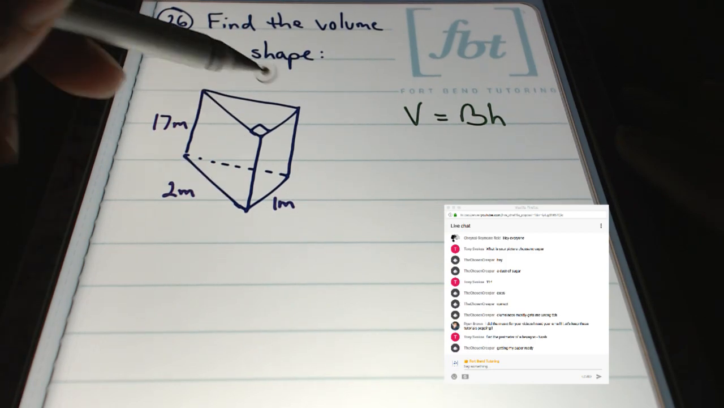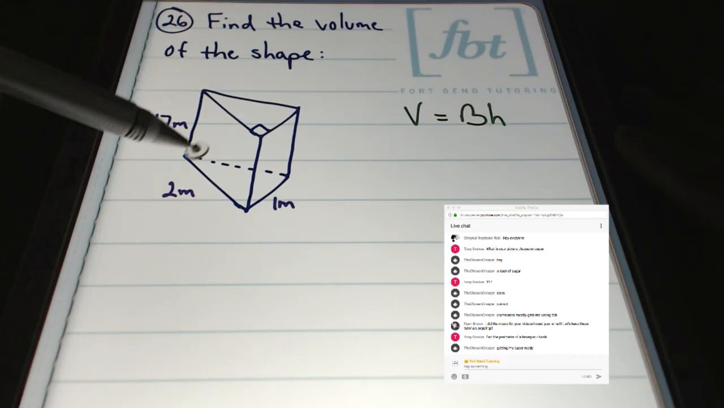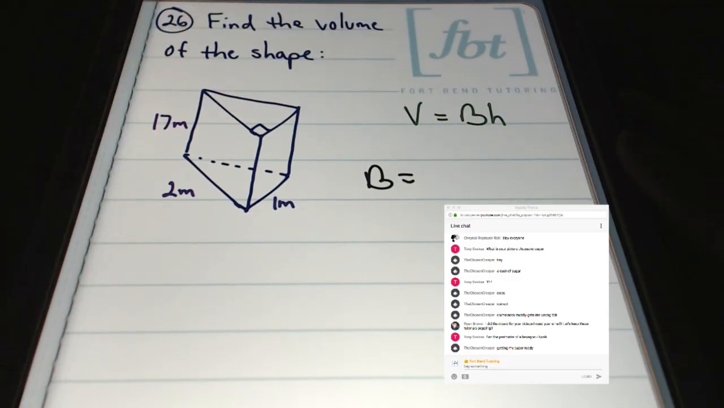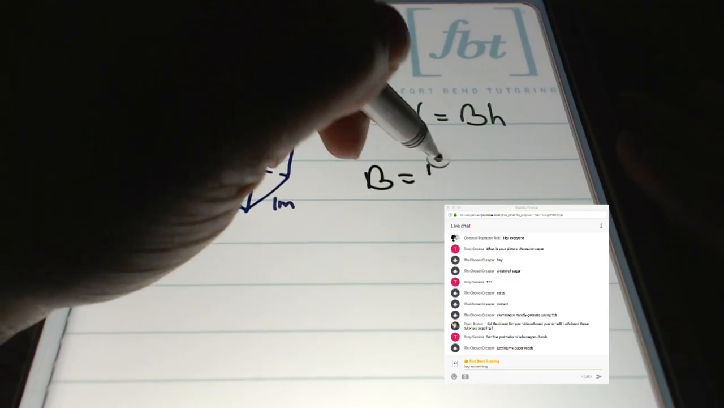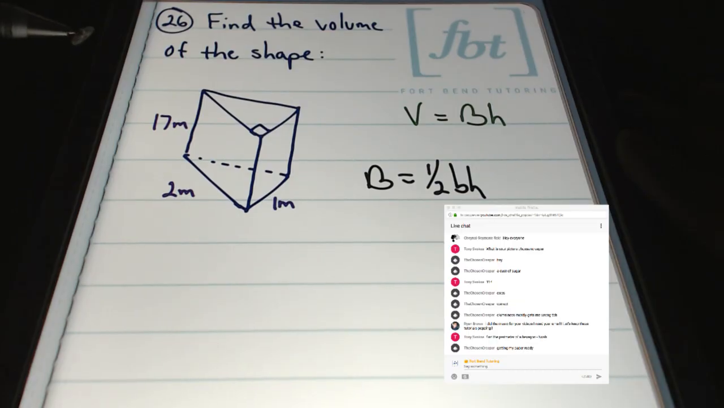Notice that our bases are going to be the triangular shapes here. So the bases are going to be the triangles. We need to find the area of that triangle and then multiply that area times the height of the prism. That's how we find out what the volume of this prism is. So in order to find the area of the base, we'll be using 1/2 times the base of the triangle times the height of the triangle.